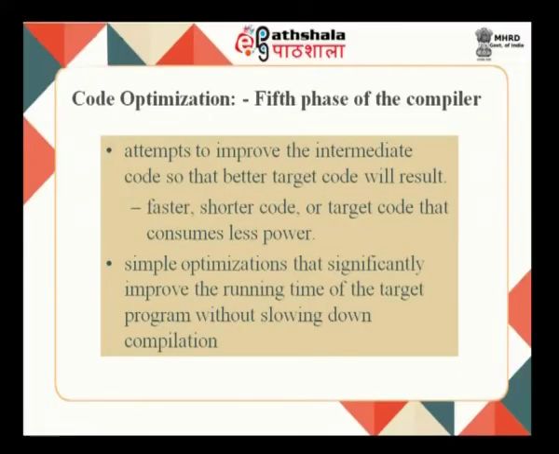If you try to optimize at the intermediate code level, this will result in faster, shorter code, and it is going to consume less power for the code generation phase, and simple optimizations can basically be applied here itself. Therefore, your code generation complexity also gets reduced, and its time also is going to get reduced if I try to optimize at the intermediate code level itself.